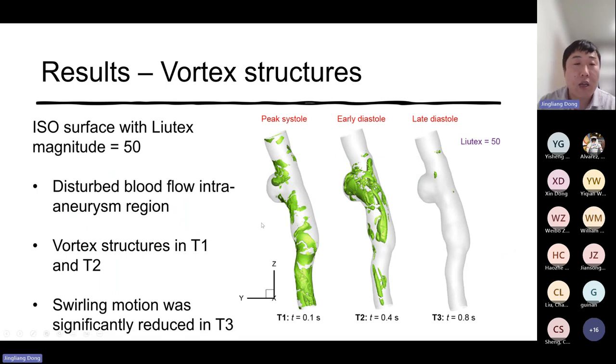This slide is showing the vortex structure. By using the Liutex model, we can extract the vortex structure within the arterial fluid domain. For this slide specifically, we use an isosurface to show the structure where we set the Liutex magnitude as 50. We can see a disturbed blood flow in the aneurysm region, and a clear vortex structure in the T1 and T2 time events. And we can observe the swirling motion was significantly reduced according to the vortex structure in the T3 event, because this one is approaching the end of the cardiac cycle.